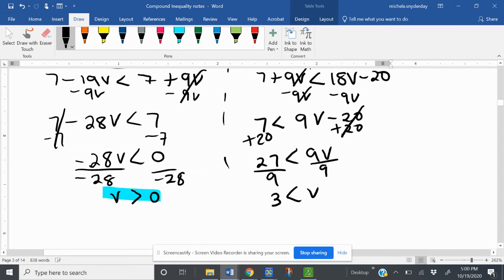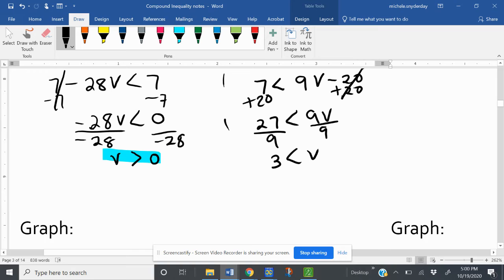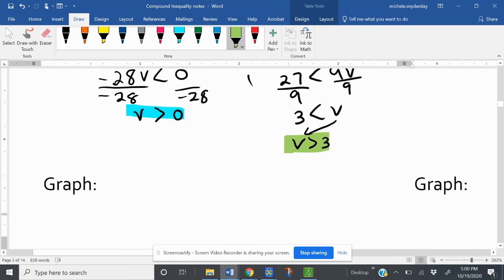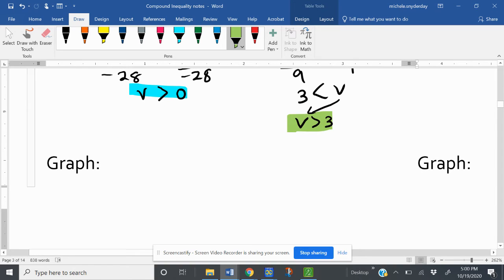But this one's not written in the correct direction, so we need the b to be in front. So b, the open part's towards the b, so it still is, and then the pointy part's towards the 3. So these are the two inequalities we will graph: b is greater than 0 and b is greater than 3.